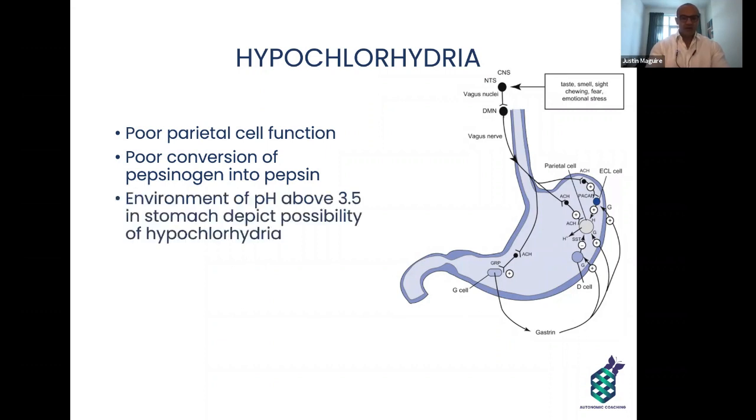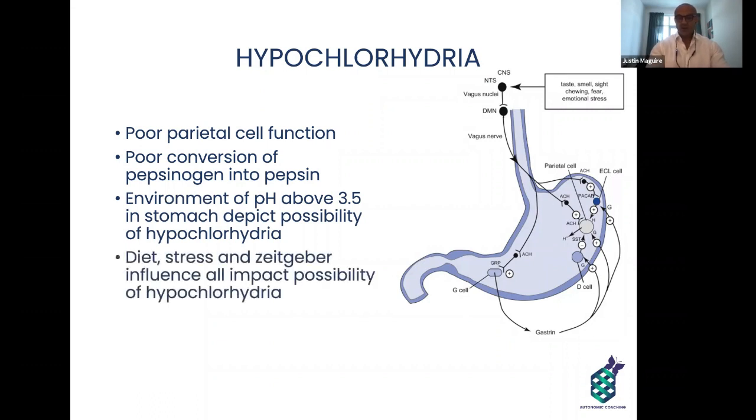The environment of pH above 3.5 in the stomach depicts the possibility of hyperchlorhydia. It's particularly so once a person has had food. Diet, stress, and all of these impact the possibility of hyperchlorhydia as well.